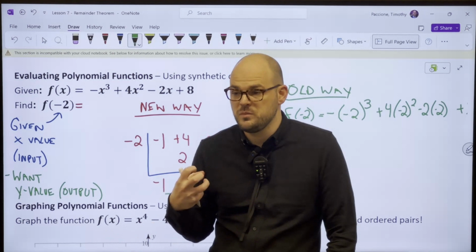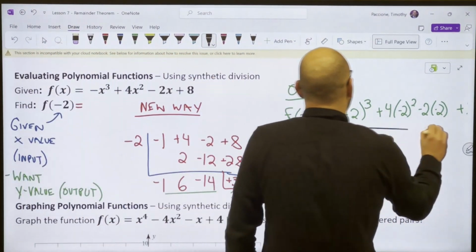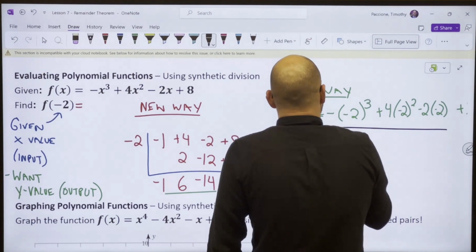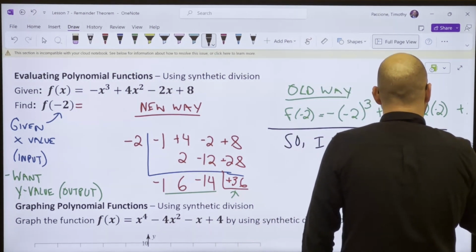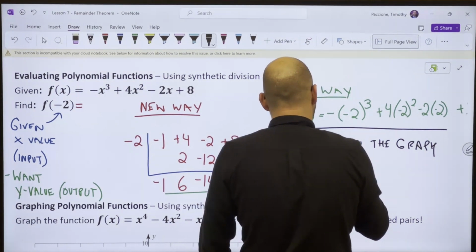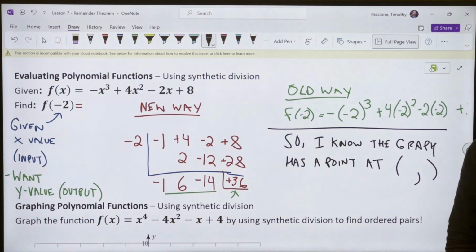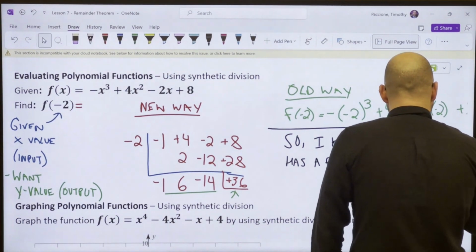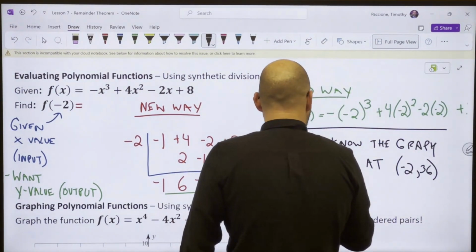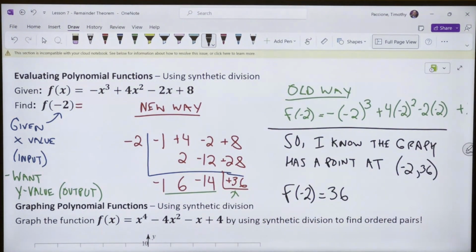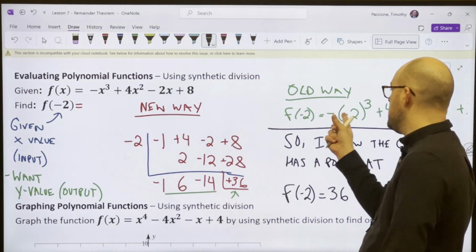And we learned that you can do that by looking at the remainder, right? So when you do this, you should be able to make the statement: I know the graph has a point at blank. What? Negative 2, 36. Right? I know that by just doing synthetic division. It has an input, so f of negative 2 is 36. Okay? So this is one scenario where you might use this tool, right? Because this might be way easier and quicker and less mistake prone than this for you. Okay?